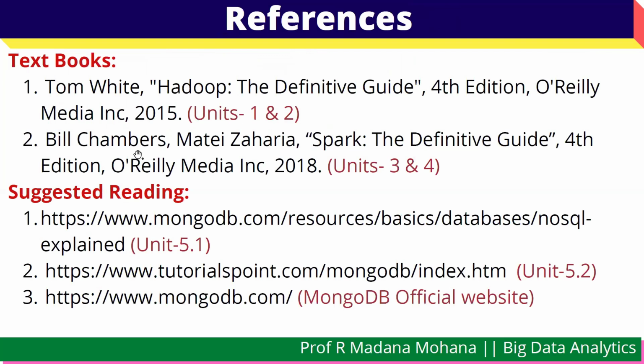So for all these modules, the prescribed textbooks. The first one is Tom White. The title is Hadoop: The Definitive Guide, latest 4th edition, published by O'Reilly. Units 1 and 2, or modules 1 and 2, will be covered from this. Then Bill Chambers and Matei Zaharia, Spark: The Definitive Guide, published by O'Reilly Media, 2018, latest version. Modules 3 and 4, or units 3 and 4, are covered from this reference.